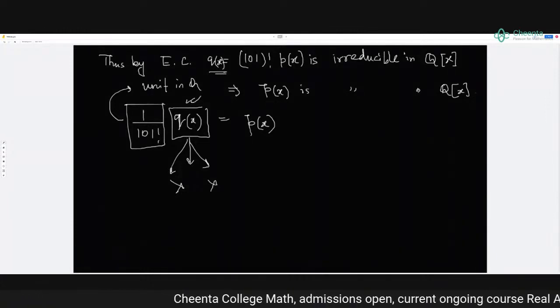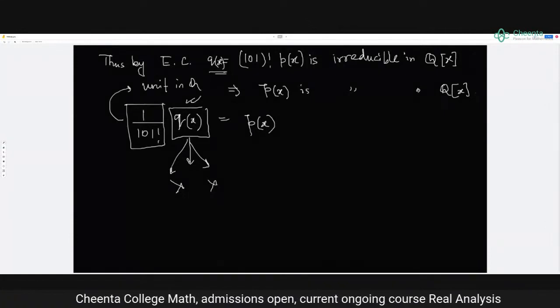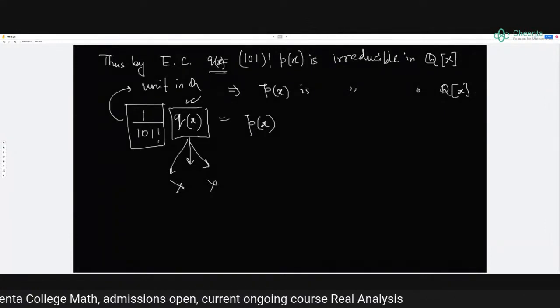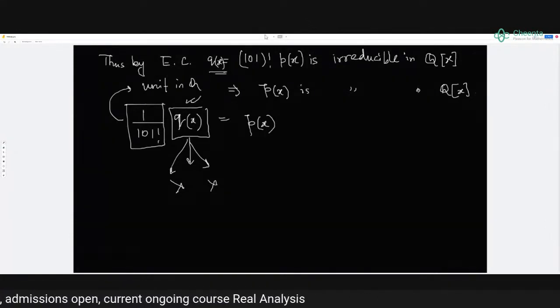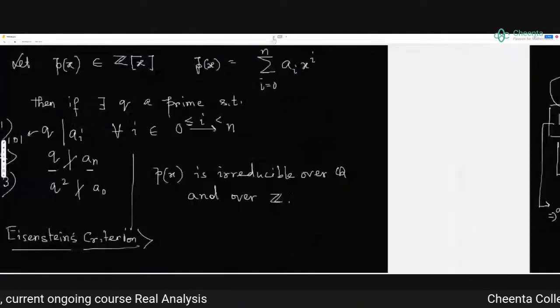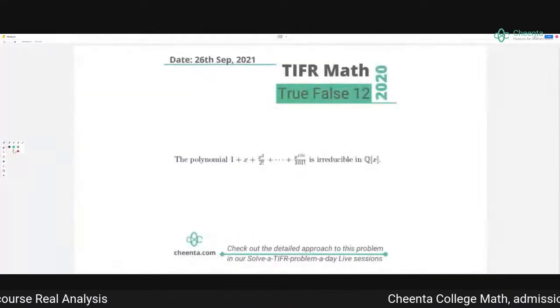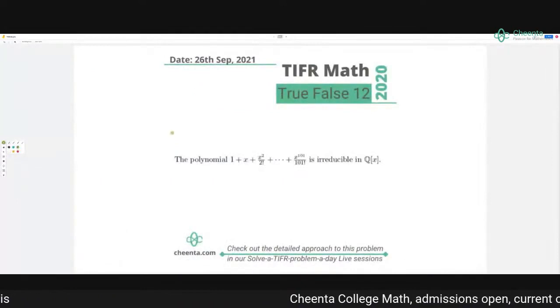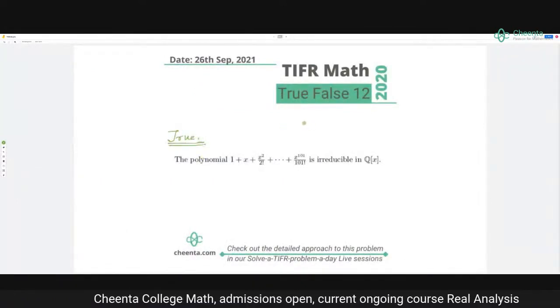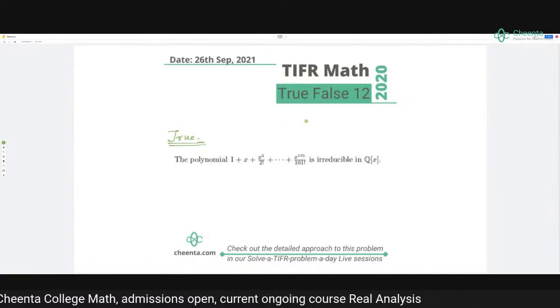So that's for today. We will meet again with another problem. So this question is true. This is a direct application of the Eisenstein's criterion and the definition of irreducible polynomial.